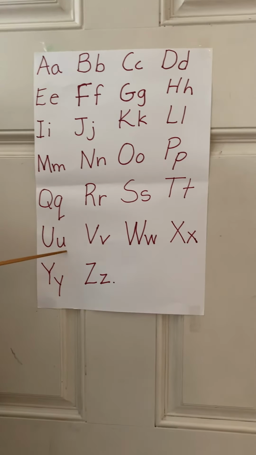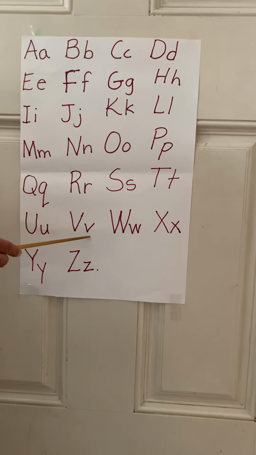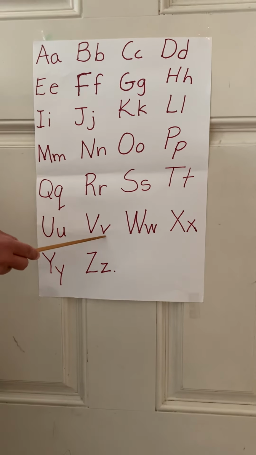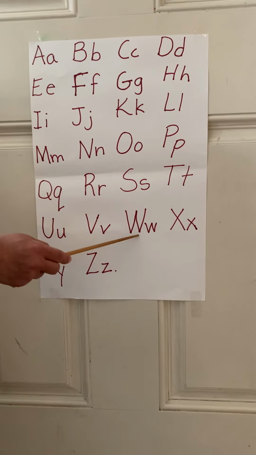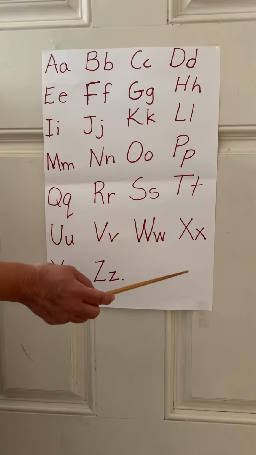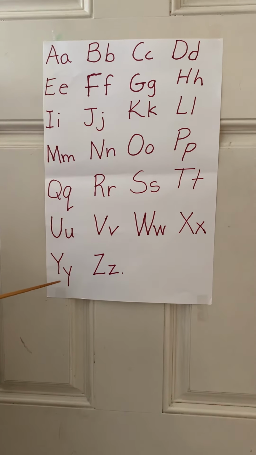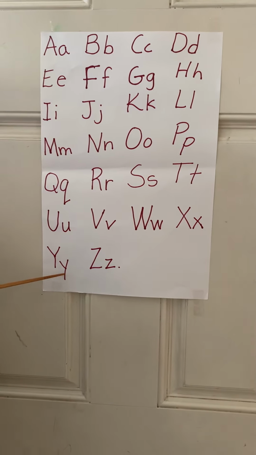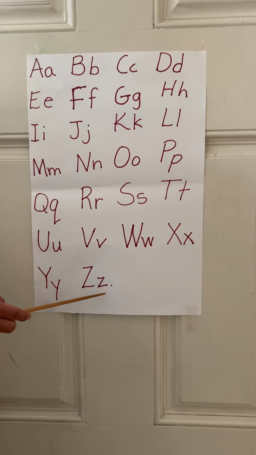U says U, and U says uh. V says V, and V says v. W says W, and W says w. Excuse me. X says X, and X says x. Y says Y, and Y says yeah. Z says Z, and Z says z. Okay, so we got all the letter sounds down and the letter names.